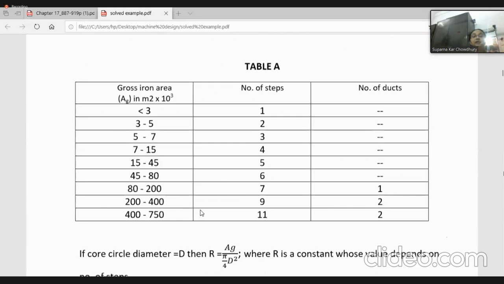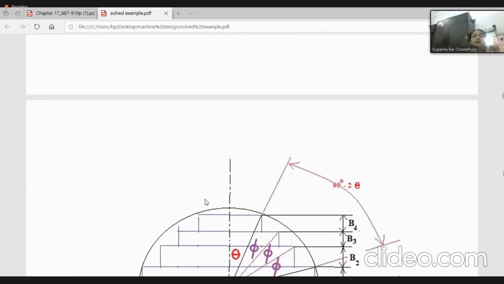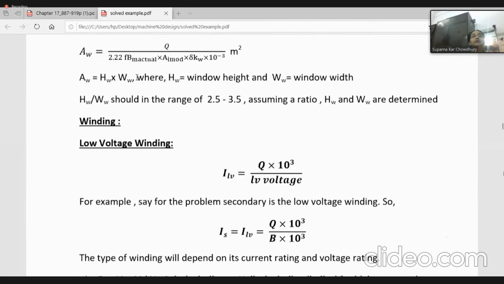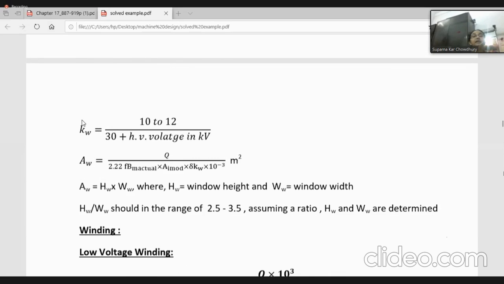Anyway, I will check and correct the mistake, something is missing. Anyway, we start with that KW value.